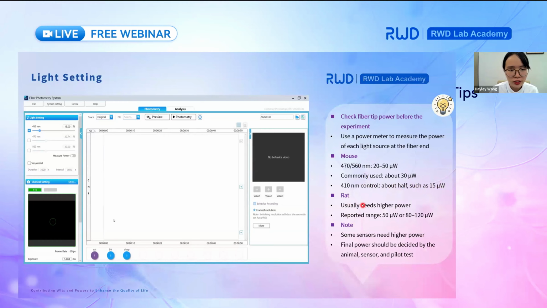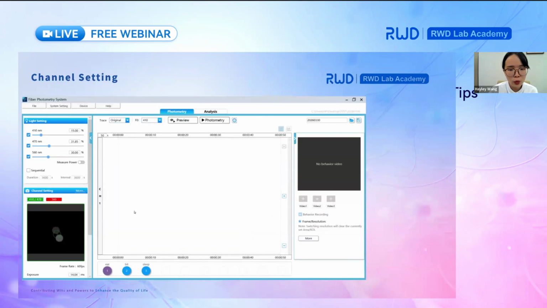And for rat, there are some parameters for rat. Actually, in practice, the final setting should be determined based on the animal species, sensor type, and pilot testing.